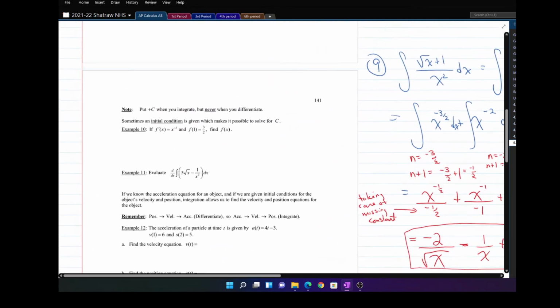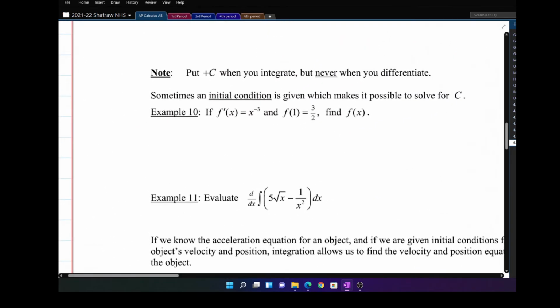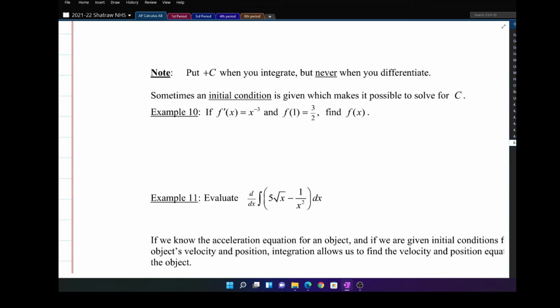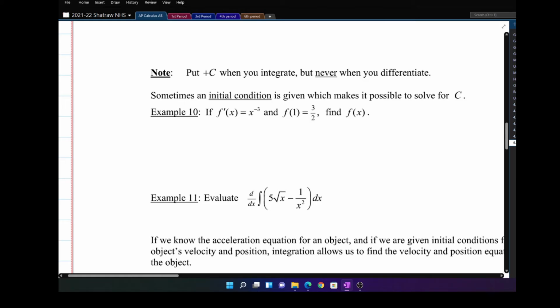Let's take a look at the next piece here. Put plus c when you integrate, but never when you differentiate. Sometimes an initial condition is given, which makes it possible to solve for c. Hey, I told you we were going to be able to find that c at some point. It turns out this is that moment. Okay, so if I want to find f of x, I need to integrate this. I'm adding that notation. I want you to see it: the integral of a derivative will be the integral of that function.